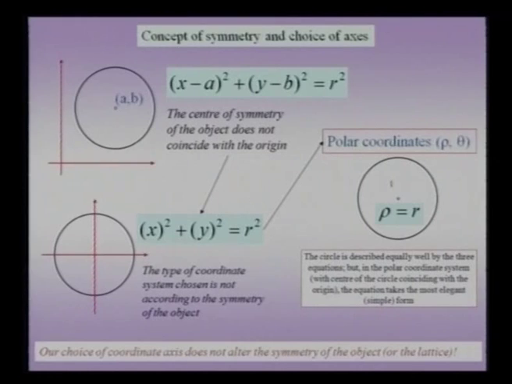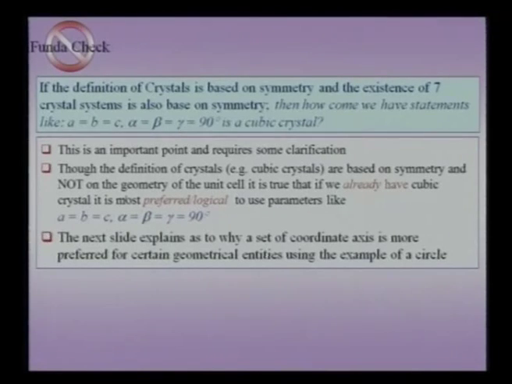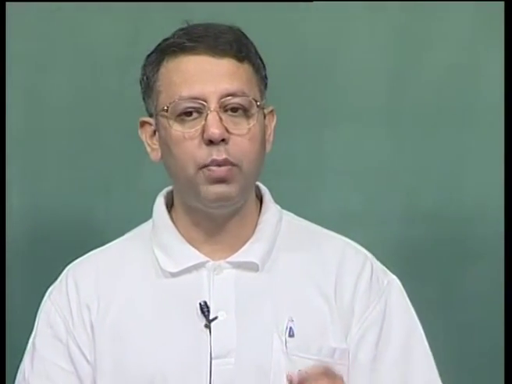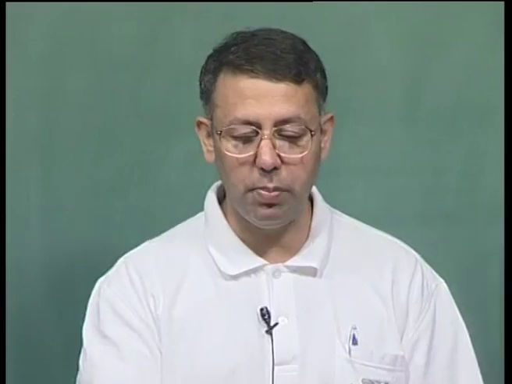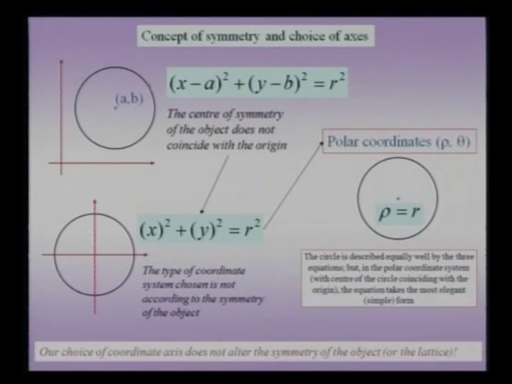By the same analogy, when I am trying to describe crystals, there is a logical or a preferred choice of coordinate axes, but by no means should I confuse that choice of coordinate axes with the actual object I am trying to describe, or actually the symmetry of the object. We have clearly seen in this example that the circle does not change its symmetry in any way I consider it or describe it by a coordinate axis.